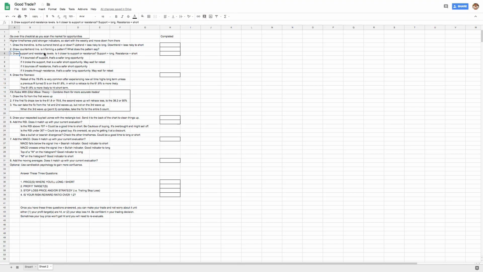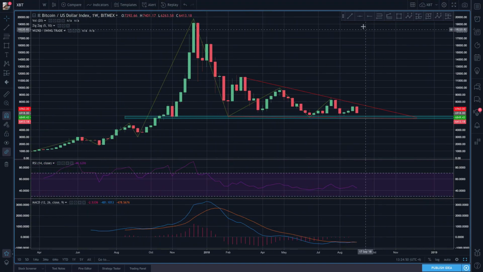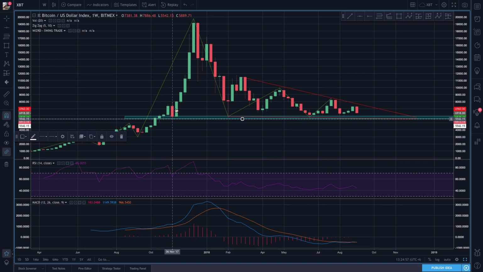Draw support and resistance levels. Is it closer to support or resistance? If it's closer to the support, you want a long. If it's closer to the resistance, you want a short. Well, let's see here. Draw this out. I already drew it with the rectangle box, but here's the support. This is one support.